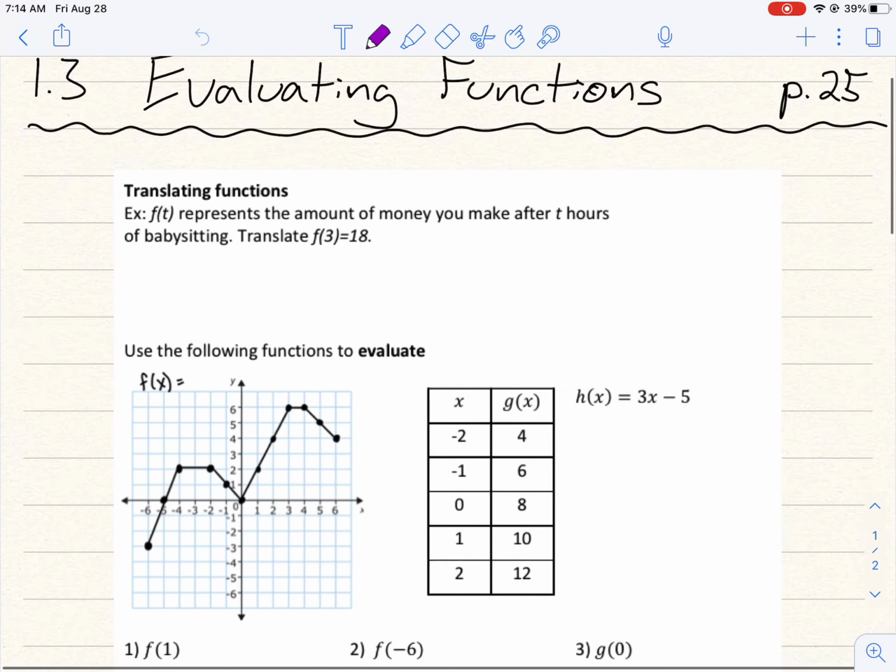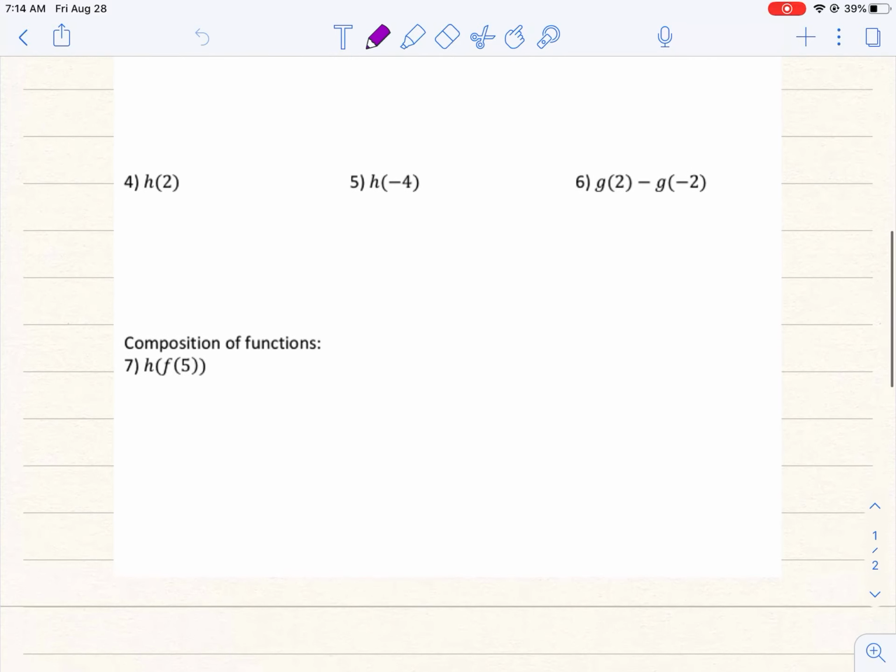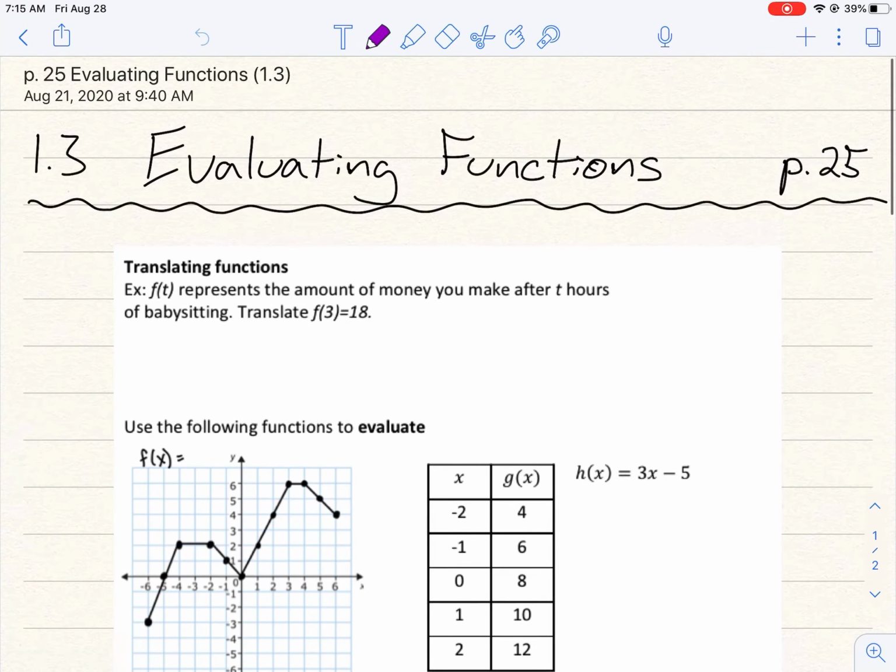For these notes, you'll need that last sheet of paper that we gave you in class a little over a week ago. It's got these graphs on the top and then all these numbers with function notation. So make sure that you have that and you're copying this down here.